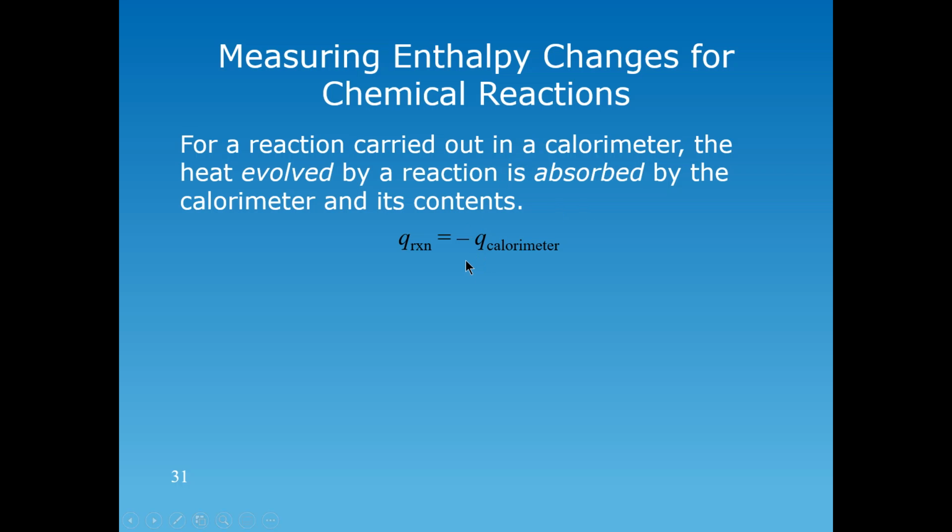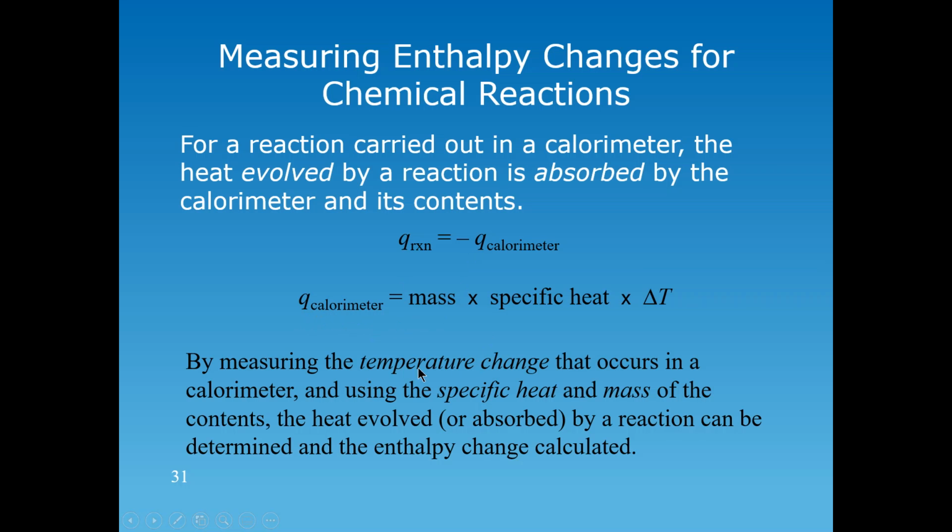So, since we know that this is the equation we can use to calculate the heat change of the calorimeter, all we have to do is put a negative sign in front of the resulting answer here, and that will give us the Q of the reaction, right?